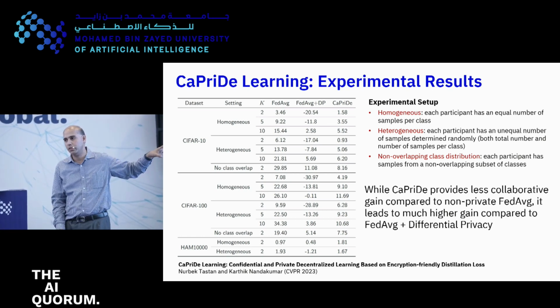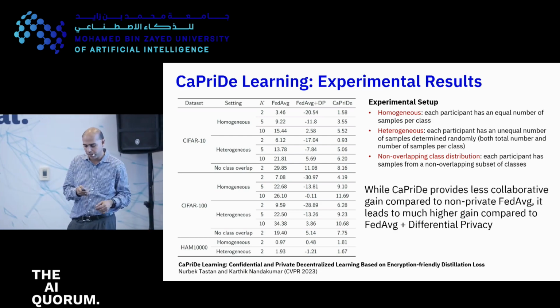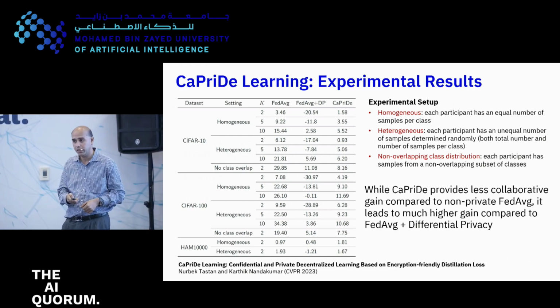But in the cross-silo case, if you really want to achieve good accuracy, you need to add less noise, which reveals your private data. So this approach works better than Fed averaging plus differential privacy.